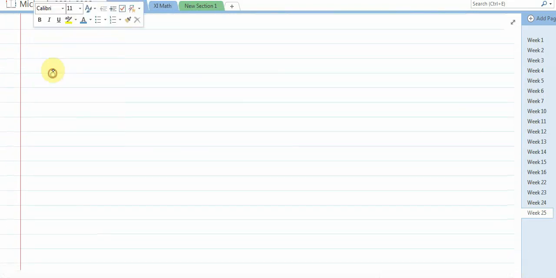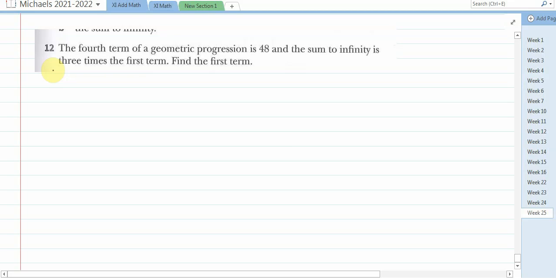It's question number 12. The fourth term of a geometric progression is 48. So you have the fourth term equal to 48, and the sum to infinity is 3 times the first term. We need to find the value of the first term. First you need to give it a try. The time for this part is 4 minutes.